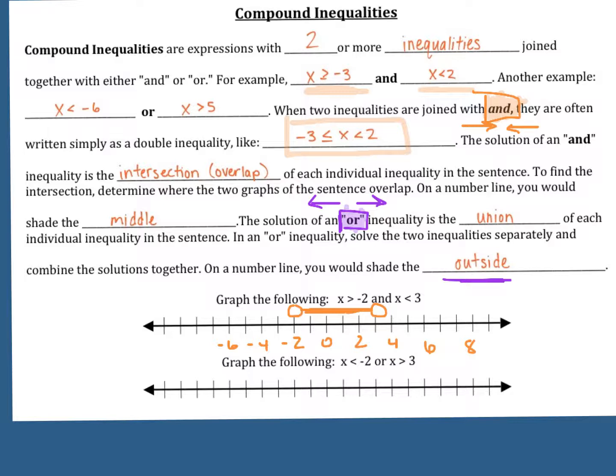Okay, so graph x is less than negative 2 or x is greater than 3. So still the same values on my number line. Still both open dots at negative 2 and 3, but it's less than negative 2 and greater than 3. So "or" out and "and" in. That will always be the case.